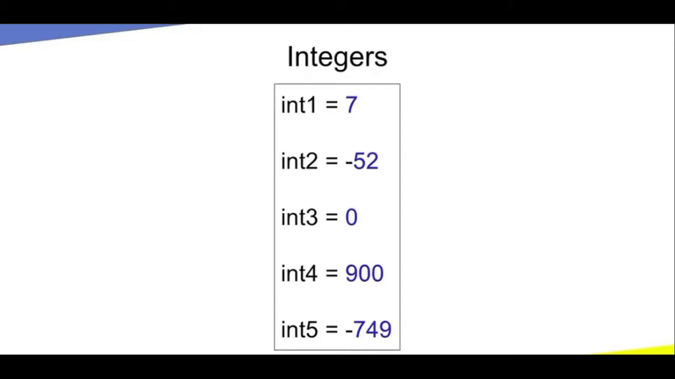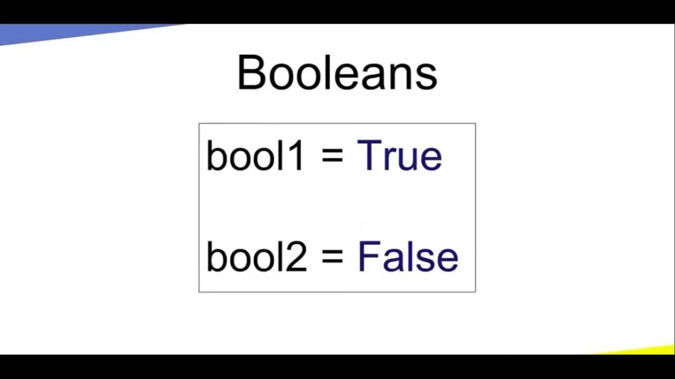Now let's come to the other part, a boolean. A boolean can be either true or false. Do remember the initial T and F in boolean.